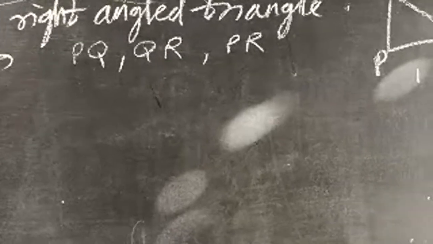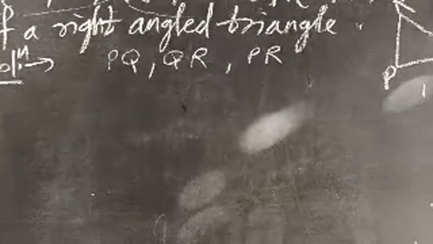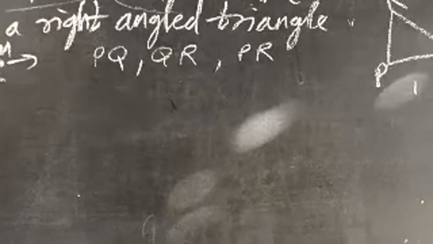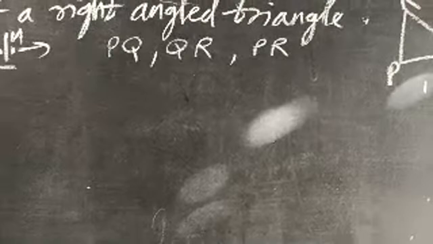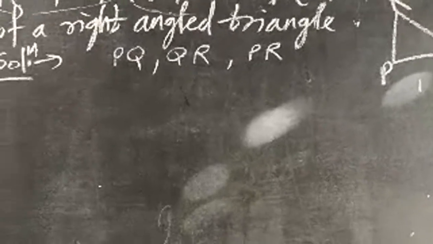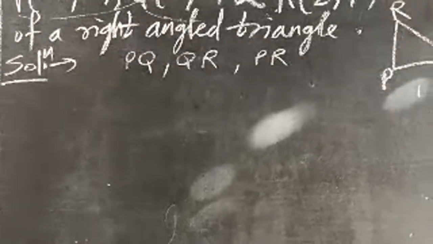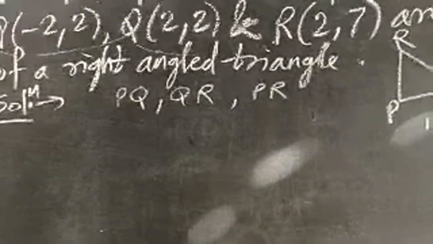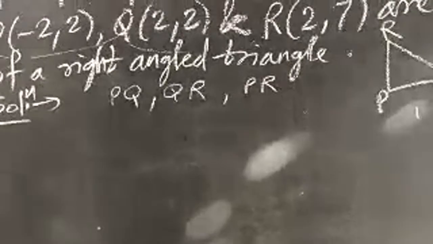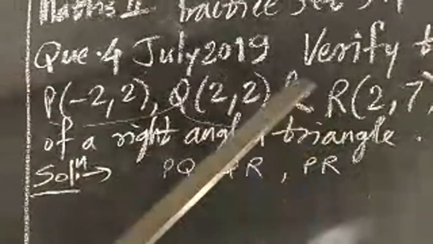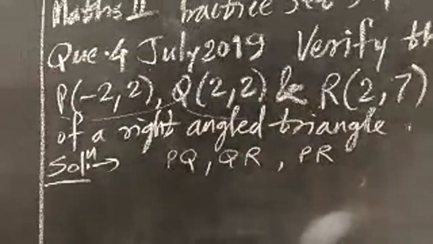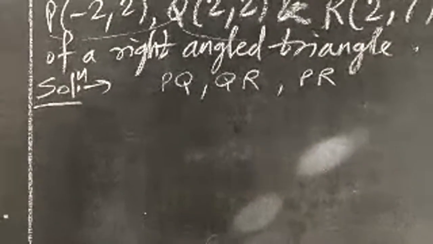If that condition we get, then we can use the converse of Pythagoras theorem. Good. By the converse of Pythagoras theorem, we can say that the triangle is a right angle triangle, and these are the vertices of a right angle triangle. After that, we write the conclusion. Is it correct?